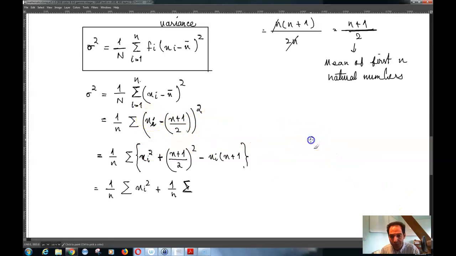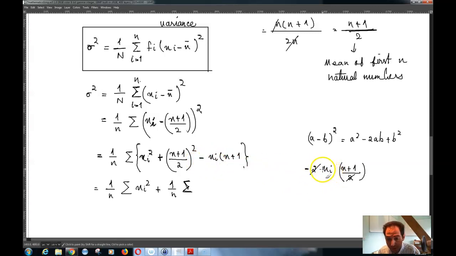And then you can write it as 1 over n times sigma of, basically this is then (a minus b) whole squared, which is equal to a squared minus 2ab plus b squared. So now this is a squared, this is b squared, and this is minus 2 times a times b, which is (n plus 1) divided by 2. So you can cancel these two out. And then you have negative x of i times (n plus 1).